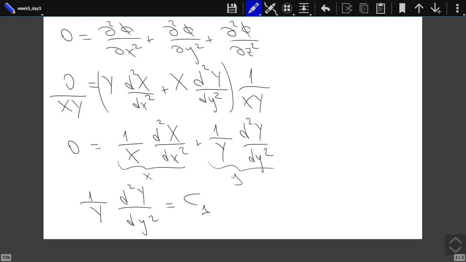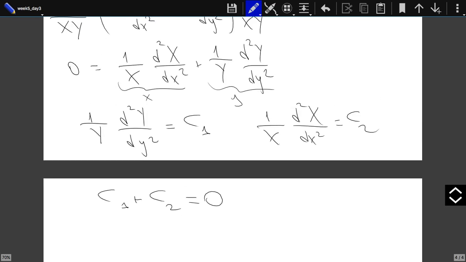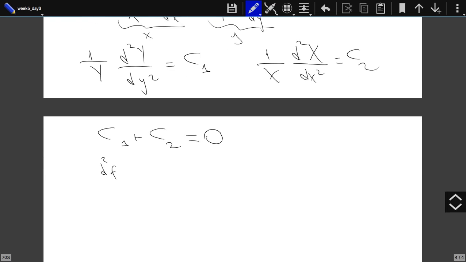But if this is constant, a constant times this one should be 0. That means this also should be a constant, such that the sum of those constants should be 0. Now let's look at the possible solutions of these equations. You see, both of the equations are just like this: we have the second derivative of a function times 1 over that function equal to a constant.